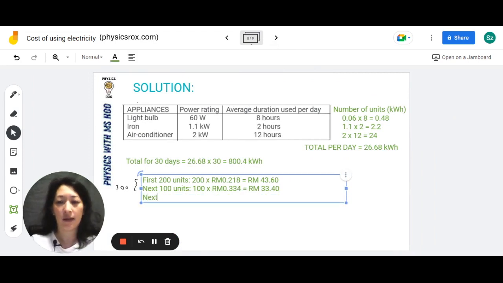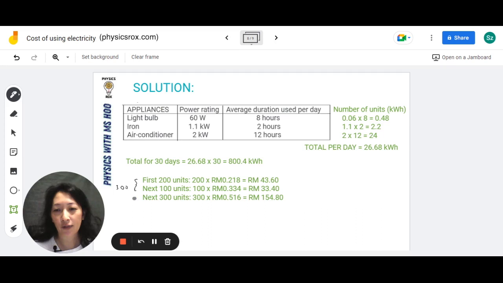51.6. So the next 300 units is 300 times 0.516, which gives us a total of 154.8. So up to this point, we have 300 plus 300, so that means up to this point would be 600. 800.4 minus 600, there's a balance of 200.4.